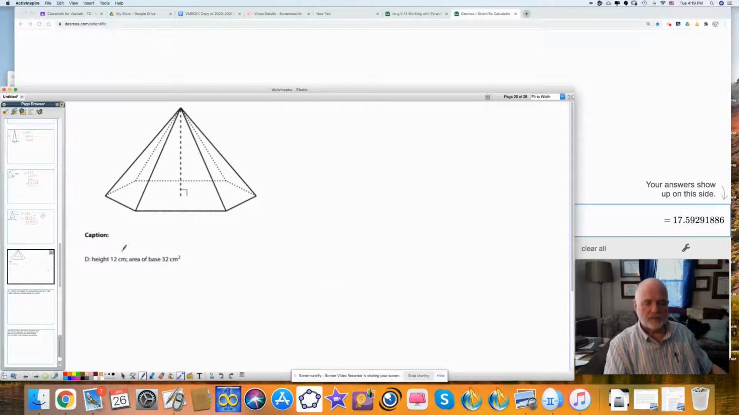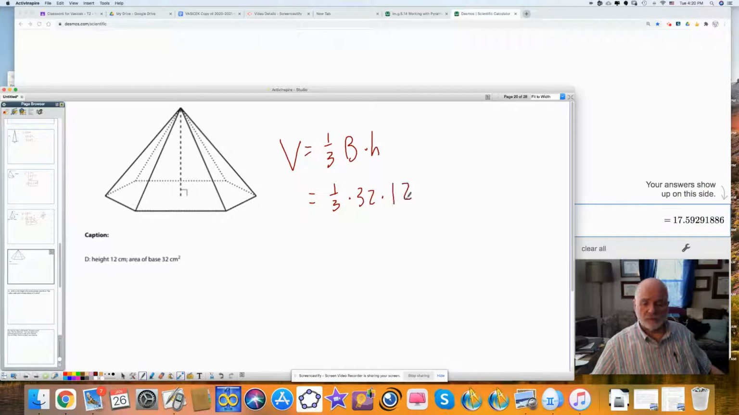And finally, we have this figure. This, again, is a pyramid. The volume of a pyramid is equal to 1/3 times the area of the base times the height. We're told that the area of the base of this is equal to 32, and the height is equal to 12. So when we multiply, let's see, 3 goes into 12 4 times, so 4 times 32 would be 128, and the units is in centimeters, so this would be centimeters cubed. I'll put my units in brackets and circle my answer.